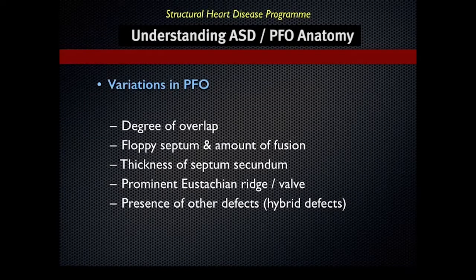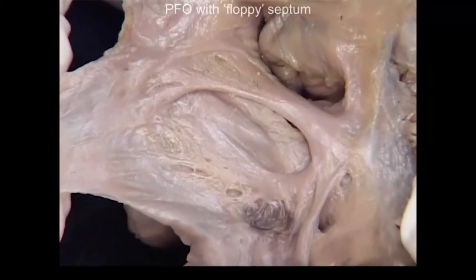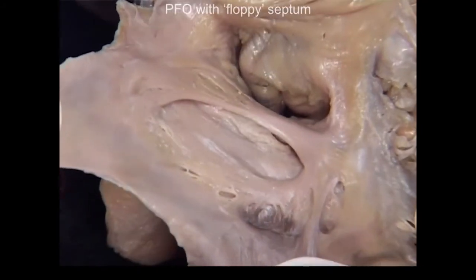So there are many variations on that theme. There are many variations within patent foramen ovale. We can have, as we've seen, differences in the degree of overlap. We can have a PFO with a very floppy atrial septum and less amount of fusion, or one that is highly fused and very tortuous channel. We can have thickening of the septum secundum, which can create more difficulties, prominence of the eustachian valve or ridge, and additional defects. So this is an example of a PFO with a so-called floppy atrial septum.